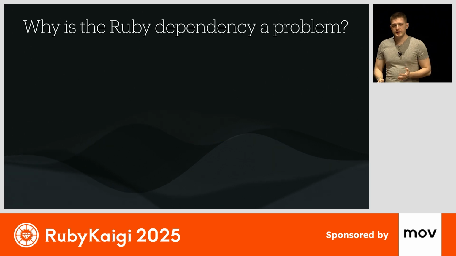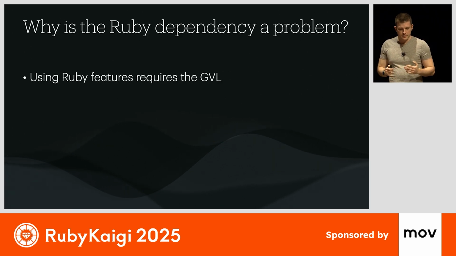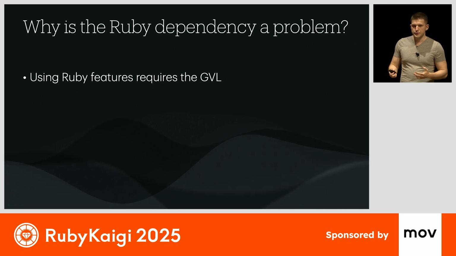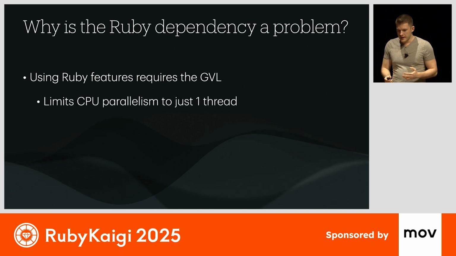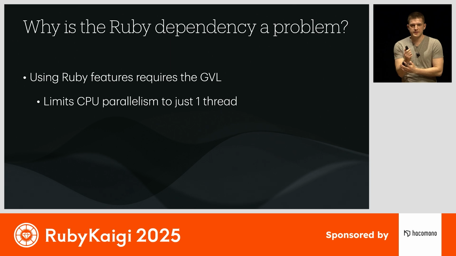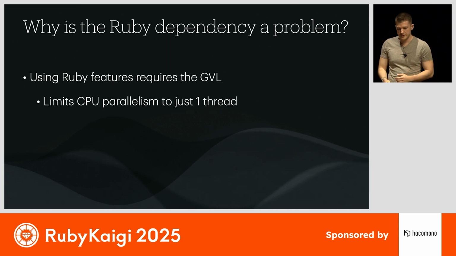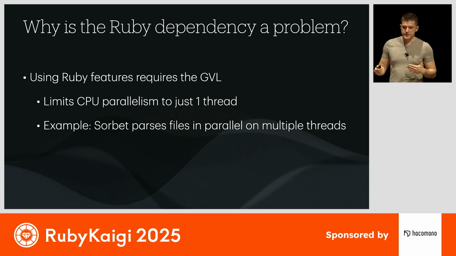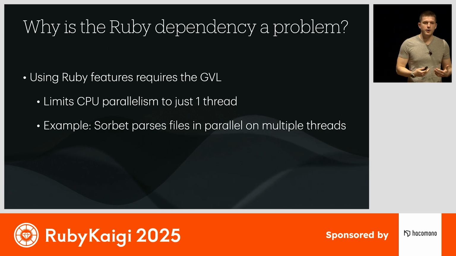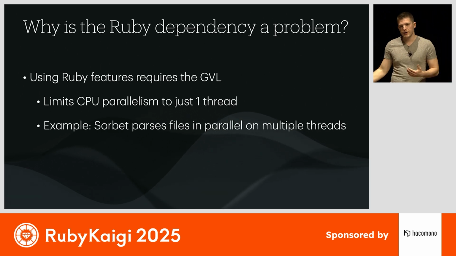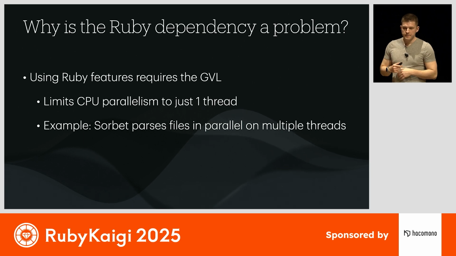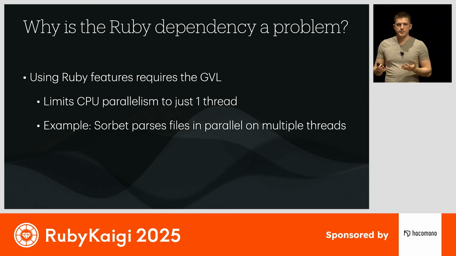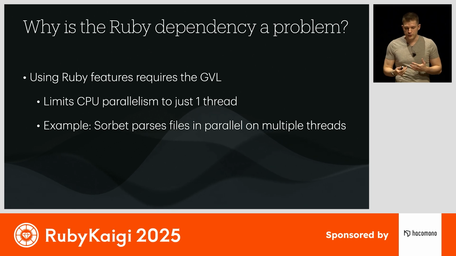So why was the Ruby dependency a problem? Well, the first problem was that using any of these features of the Ruby VM requires holding the global VM lock. When you do that, you limit your CPU parallelism to just a single thread unless you start to incorporate Ractors. And this was going to be a really big issue for us because one of the ways that Sorbet is able to be so fast is that it can parse all of your files in parallel on multiple threads within the same process. If we're using RBS as a Ruby gem, the VM would just limit the parallelism of that down to just a single core doing real work at a time.